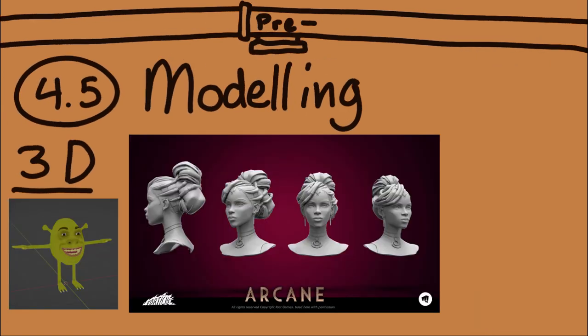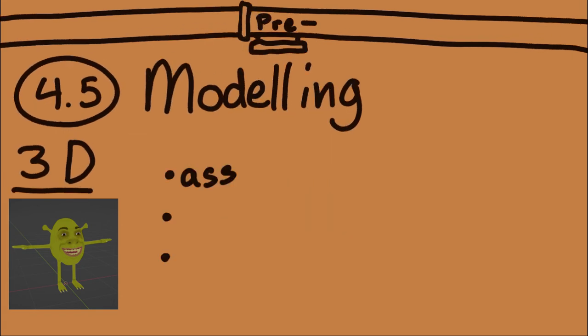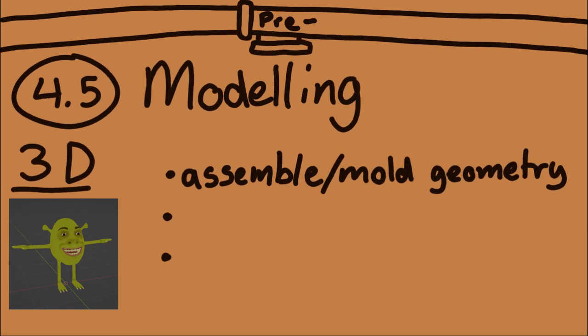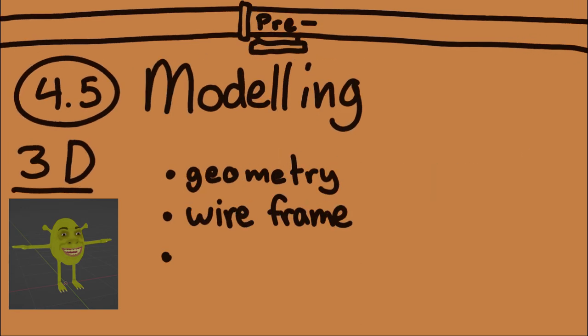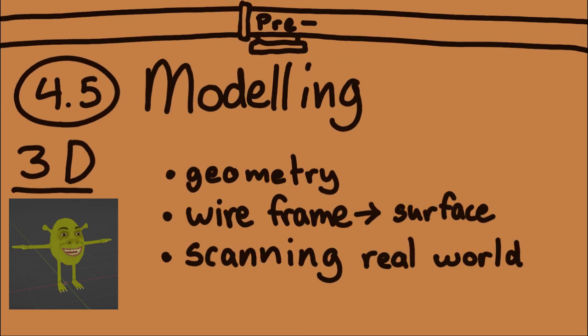In 3D animation, it's done in a 3D software package, and there are many ways to 3D model. To name a few methods, there is assembling or molding existing geometry into new shapes, creating a wireframe and then webbing a surface over it, or scanning real-world sculptures with a 3D scanner.